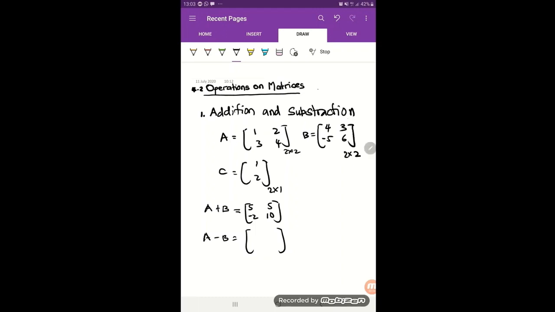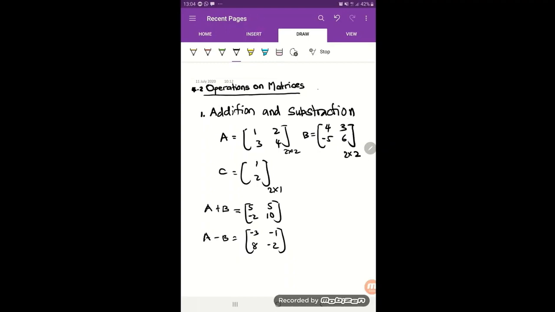The element of matrix A, A11, minus the element of matrix B, A11, that means 1 minus 4, the answer is negative 3. The element A12 minus the element B12, that means 2 minus 3, the answer is negative 1. The element A21 minus the element B21, that means 3 minus negative 4, the answer is 8. The element A22 minus the element B22, that means 4 minus 6, the answer is negative 2.